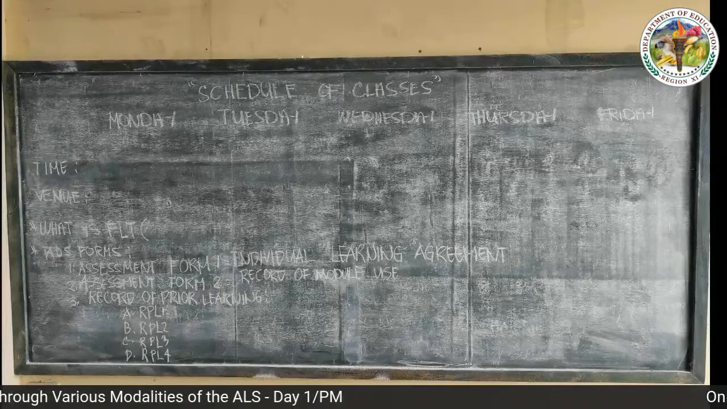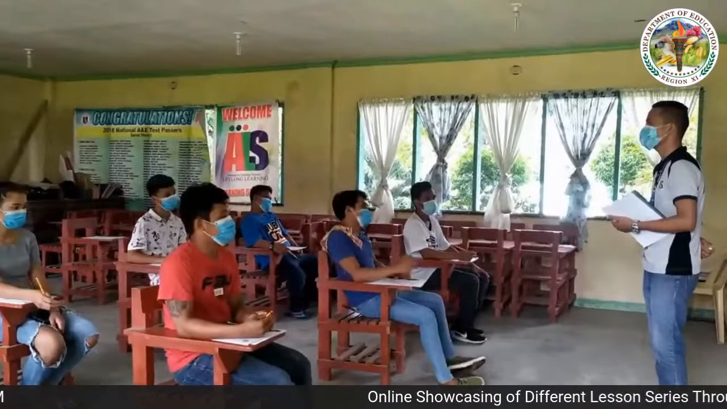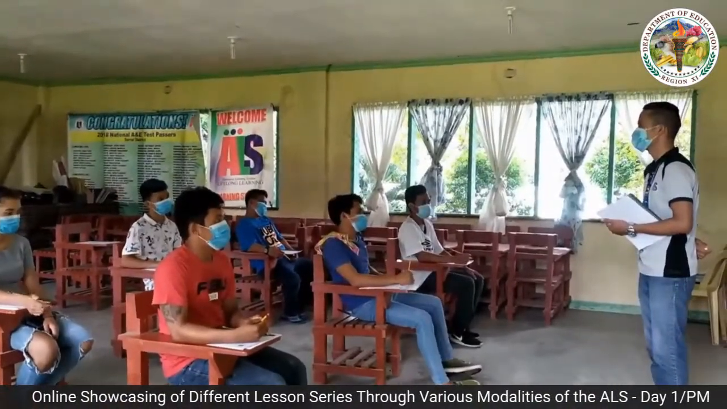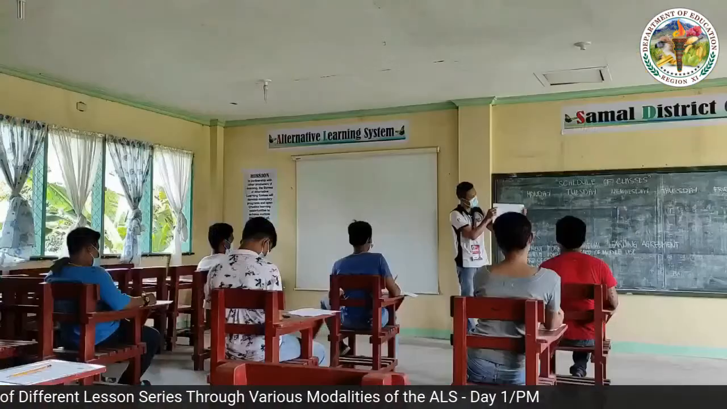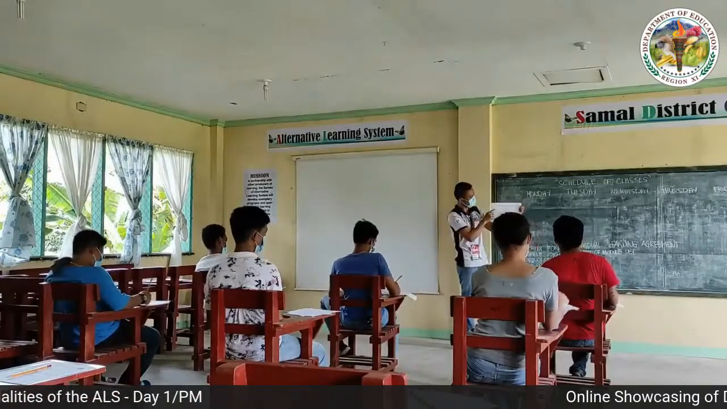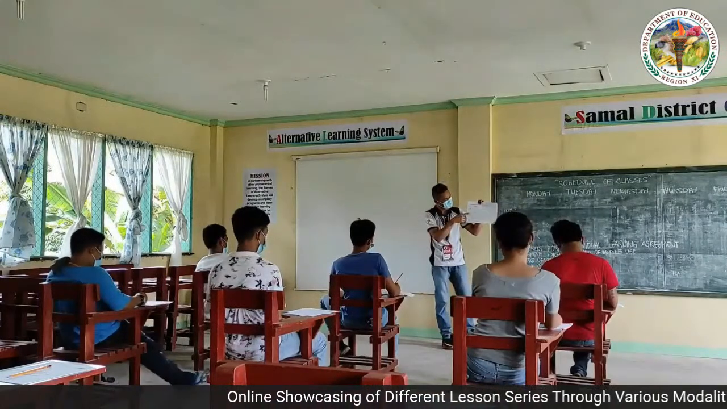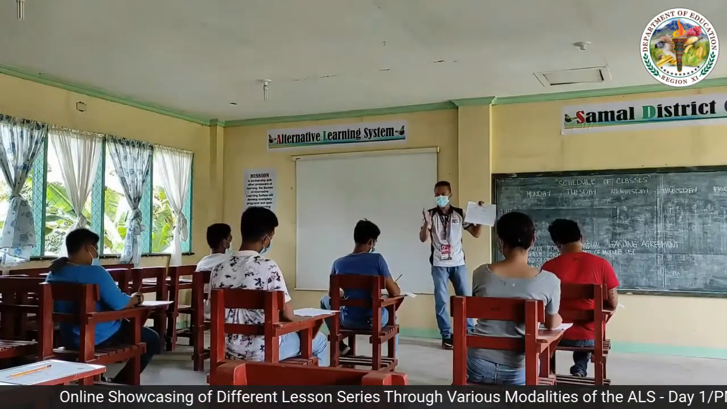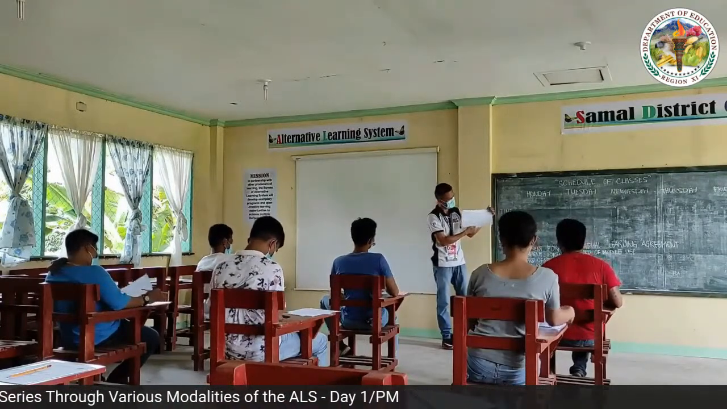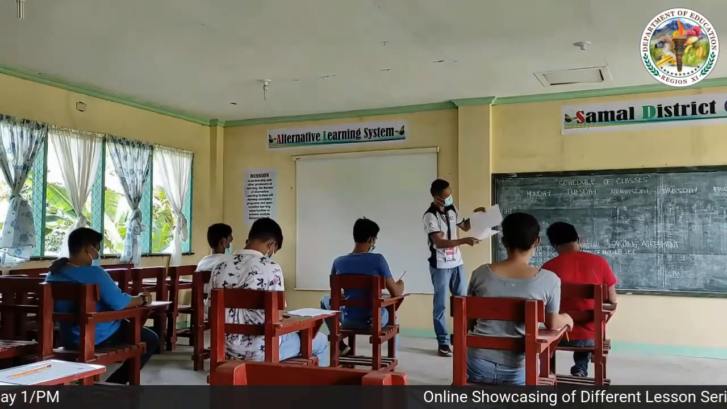First is the schedule of classes for the Basic Literacy Program, Elementary and Junior High School, and the indication of date and time. Second is conducting a functional literacy test. Third is introducing the tools to be used. The tools to be used are Assessment Form 1 or the Individual Learning Agreement, Assessment Form 2 or the list of modules used, and the Record of Prior Learning, which is divided into 4.